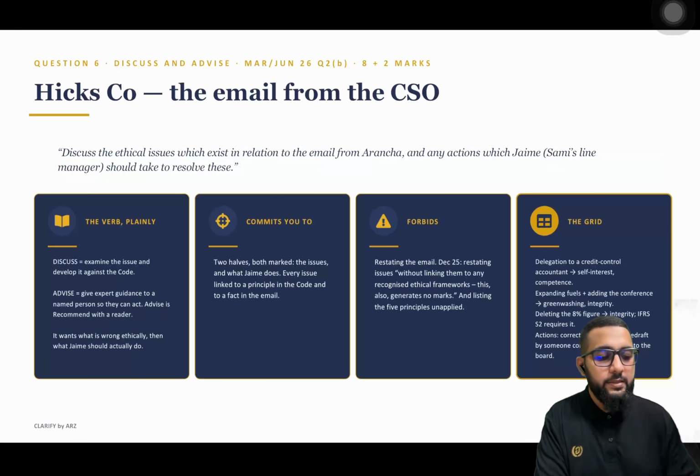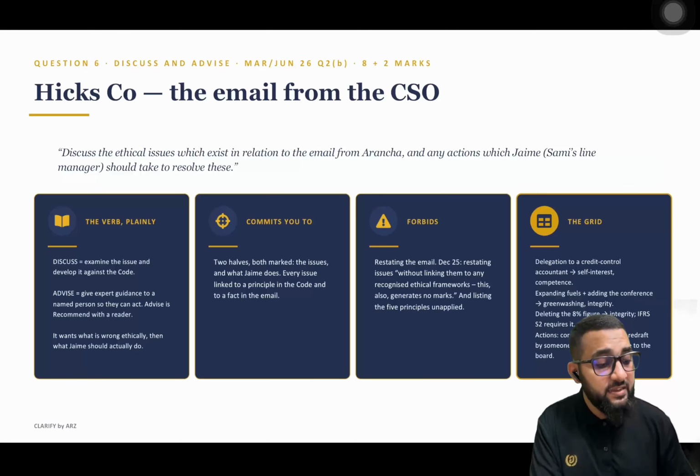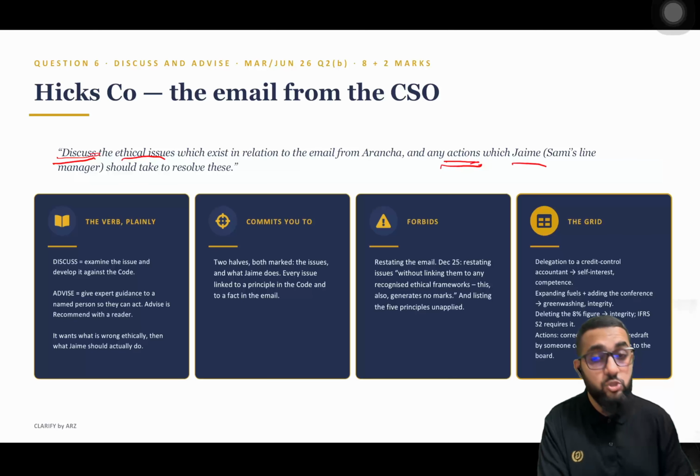Then question 6 from June 26th, question 2B. Look at the email from the Chief Sustainability Officer in that question. Discuss the ethical issues which exist in relation to the email from Arancha and any actions which James should take to resolve this. Discuss the ethical issues, and the actions James should take.